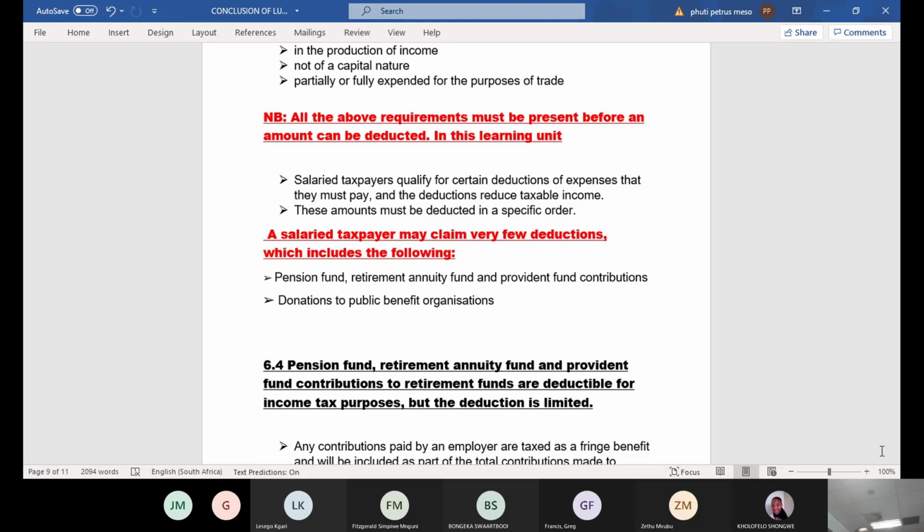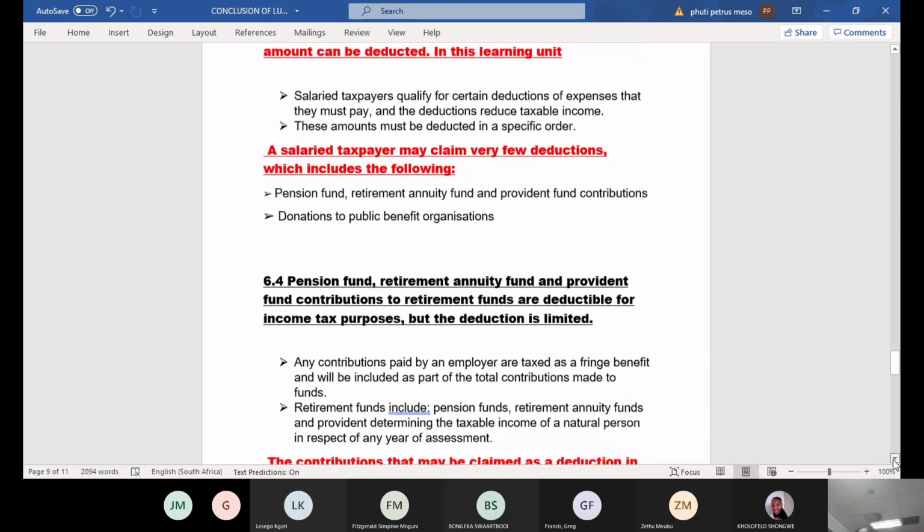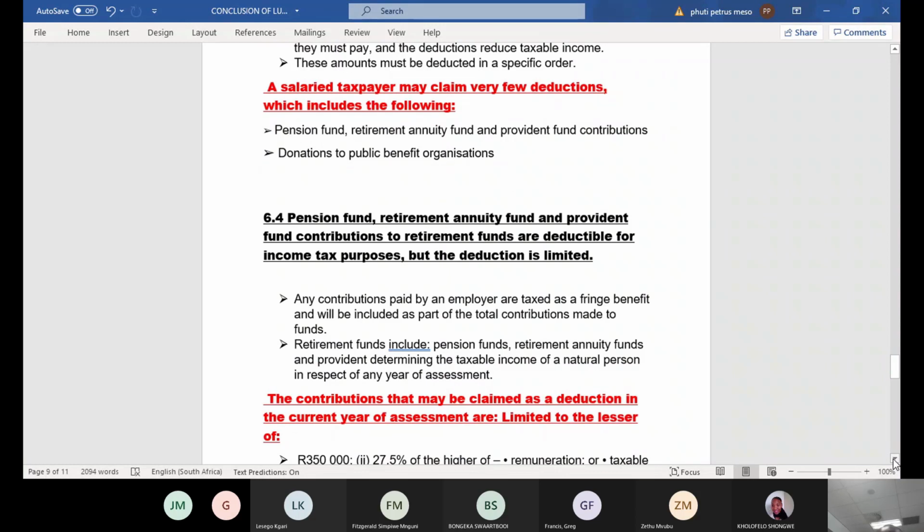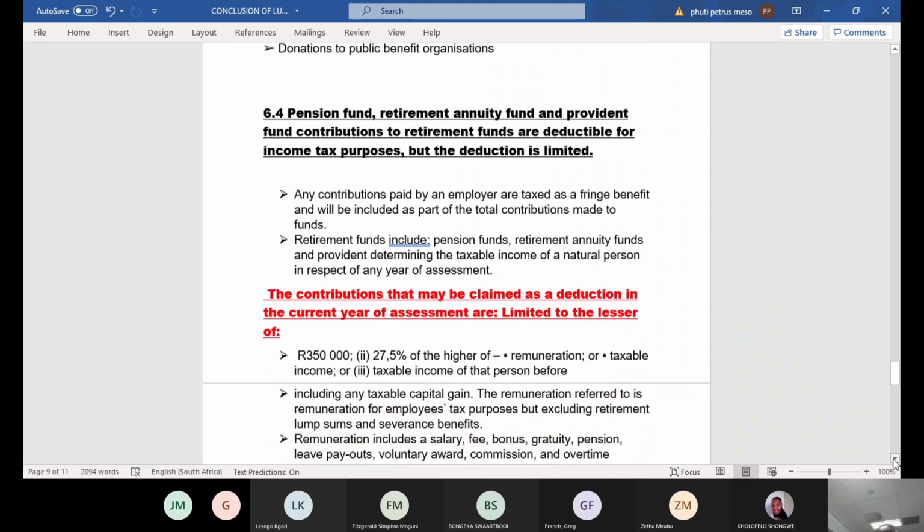Right, let's go further. With salaries, a taxpayer may claim very few deductions, which include the following: your pension fund, your retirement annuity fund, including your provident fund contributions, and then your donations to a PBO, a public benefit organisation. I think we're going to discuss that segment when we go further down. But pension fund, retirement fund and provident fund contributions to retirement are deductible for income tax purposes, but the deductions are limited to a certain limit. Let's look at how they go about the deductions here.